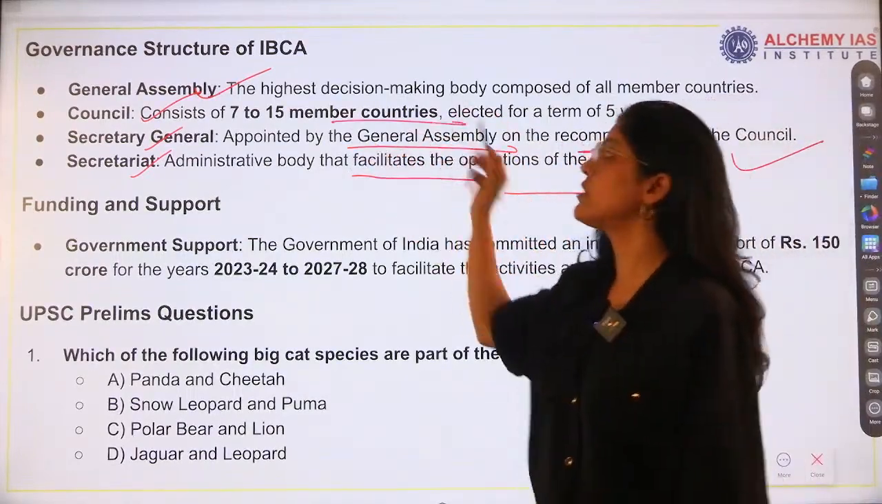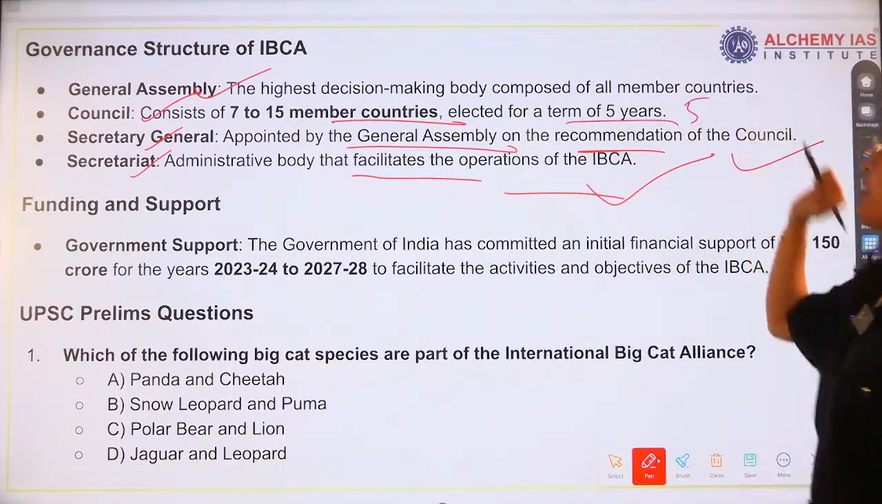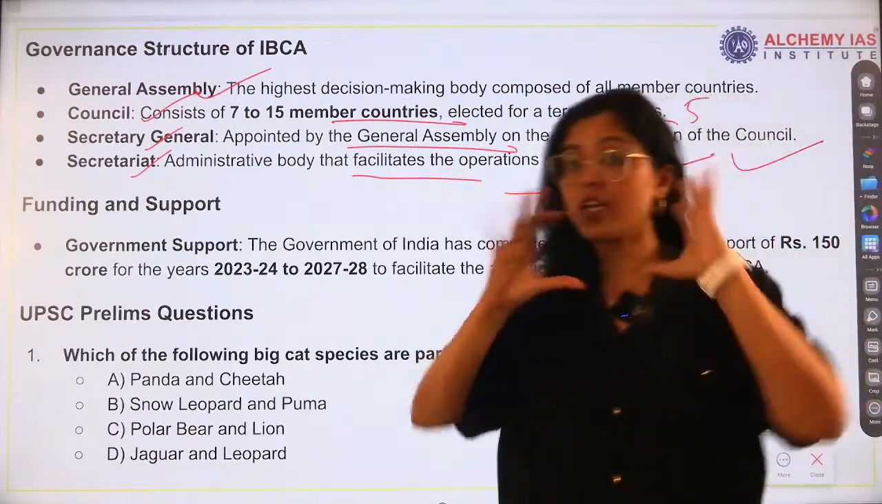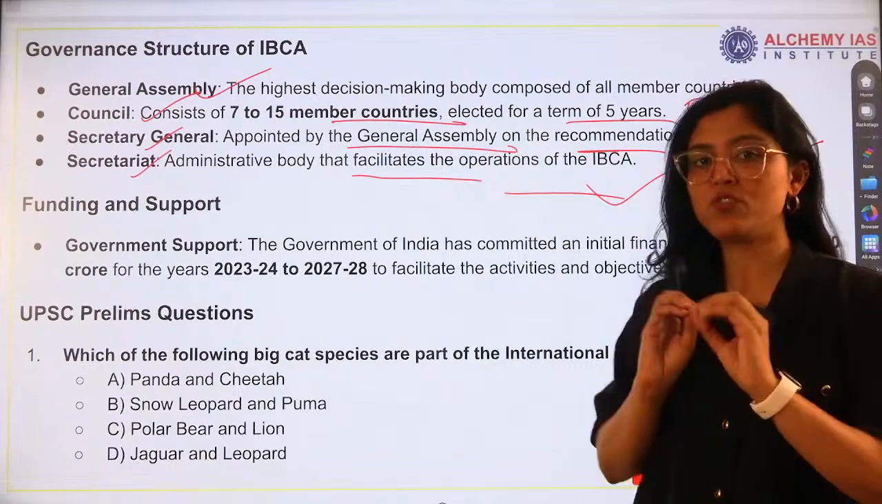Now, the Council consists of 7 to 15 member countries, elected for 5 years. So 7 to 15 member countries will be there in the Council, and the duration is for 5 years. Remember this point straight. Okay.